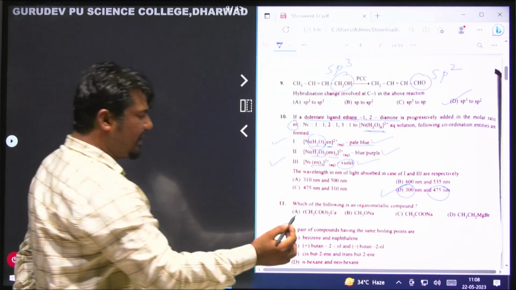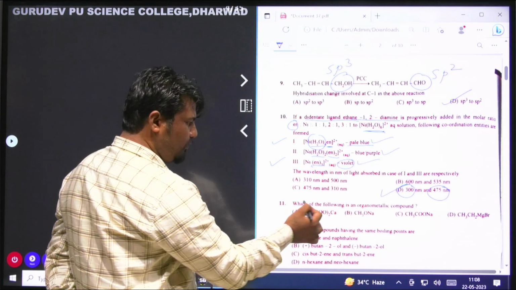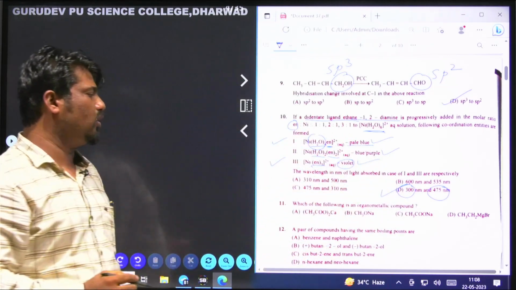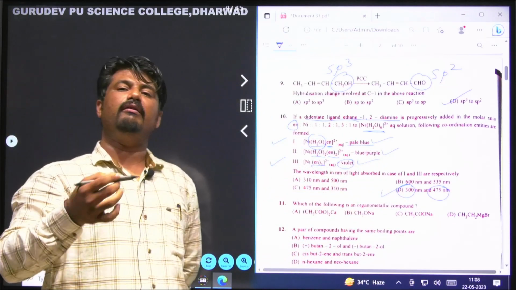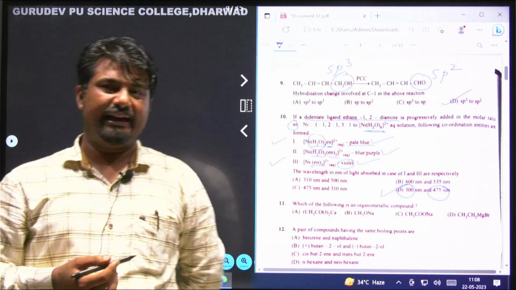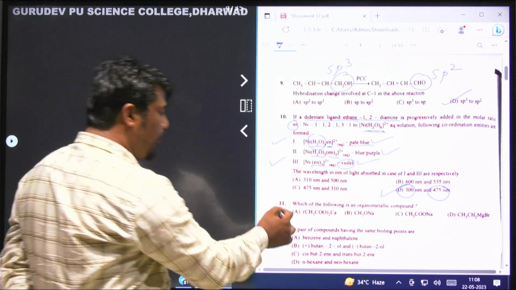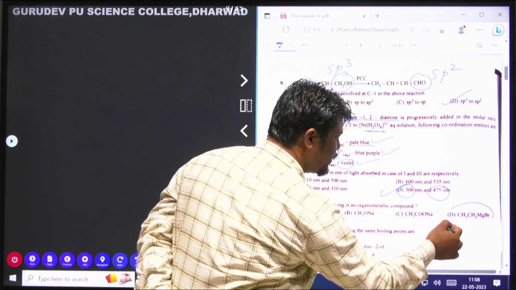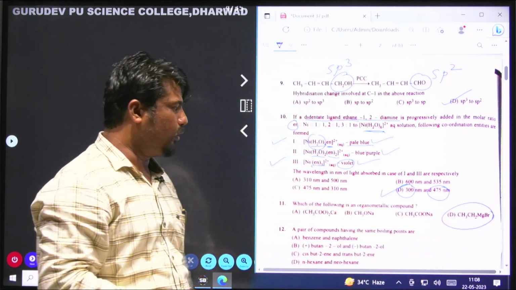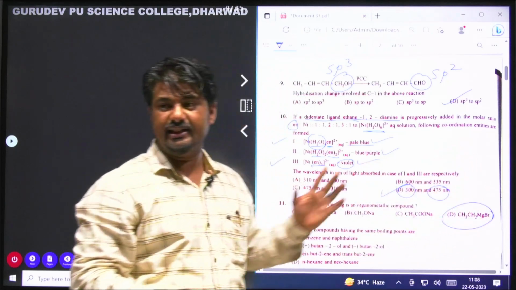Next, I will come to a very easy question. Which of the following is an organometallic compound? Very well known, the Grignard reagent, RMgX, is called an organometallic compound. So among the given 4 options, option D is the organometallic compound, that is, the Grignard reagent.